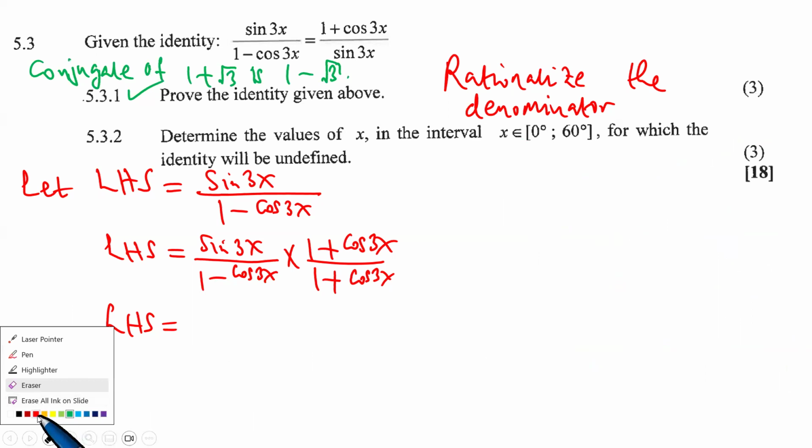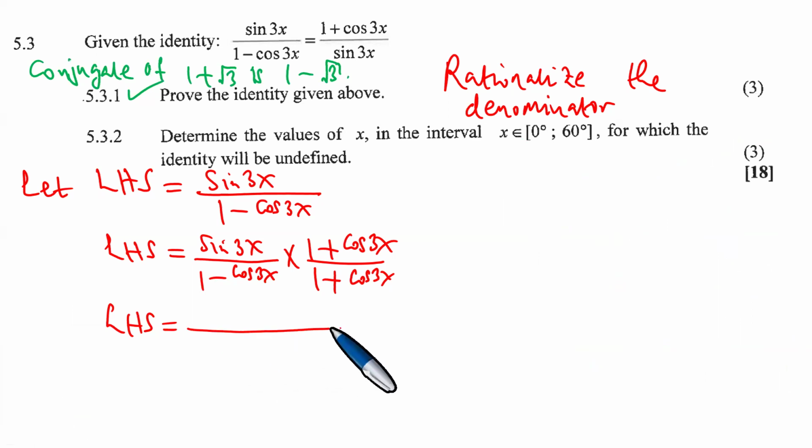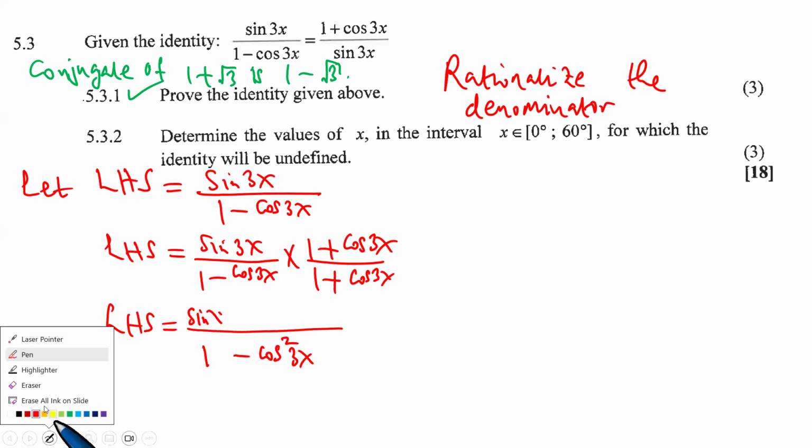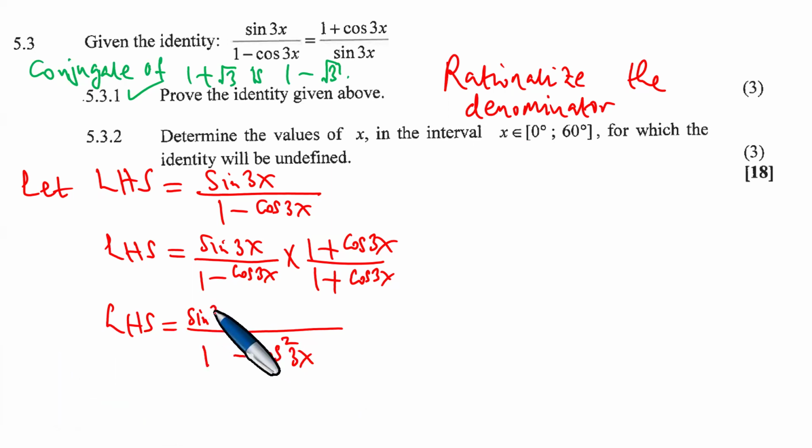So we rationalize the denominator, and if you rationalize the denominator, it becomes the easiest one to write, because multiplying 1 by 1 we get 1, and multiplying this by that we get minus cosine squared of 3x. And then we write the numerator as the sine of 3x, and we have 1 plus cosine 3x. What is 1 minus cosine squared 3x?